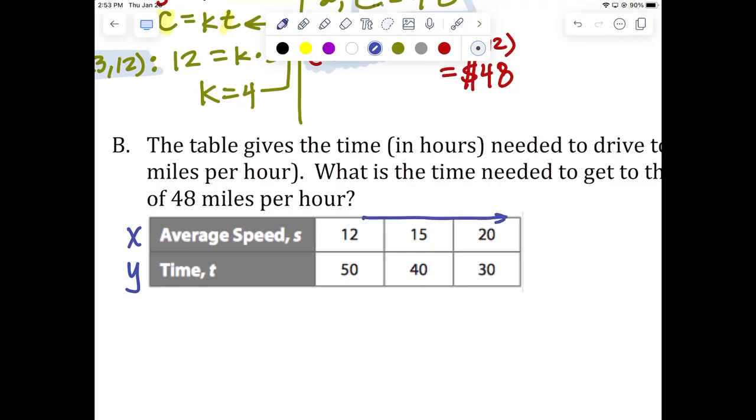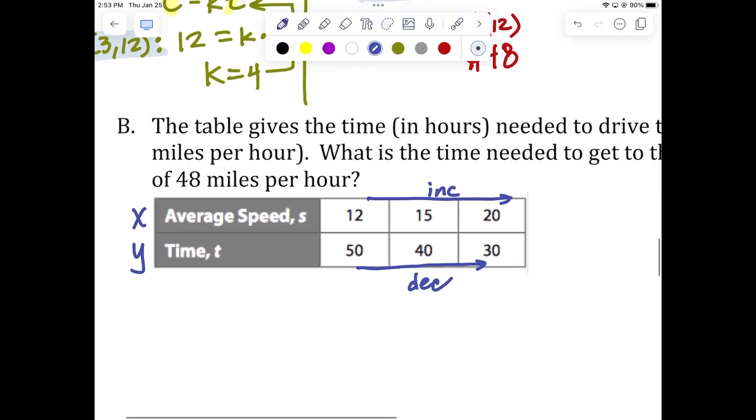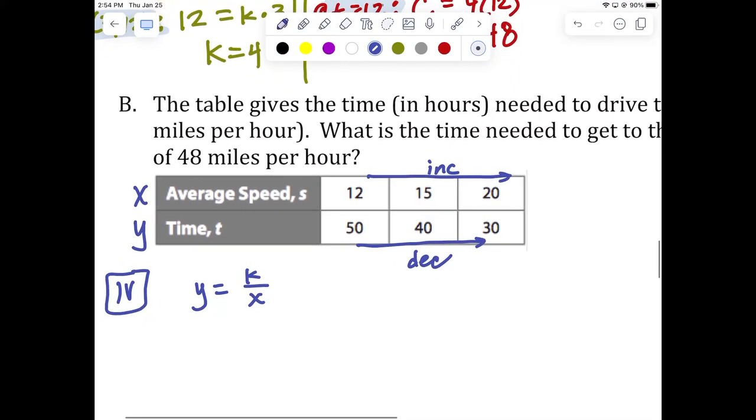As you can see right here, the X values increase. They always should increase. But what do you notice about the Y values? These are decreasing. So this could be what type of variation? Inverse variation, right? Let's go ahead and write the equation then for inverse variation, IV. Y is going to equal K divided by X. Now let's plug in our new variables to make it make sense to us. Y is time, so you get time equals K over speed, S.